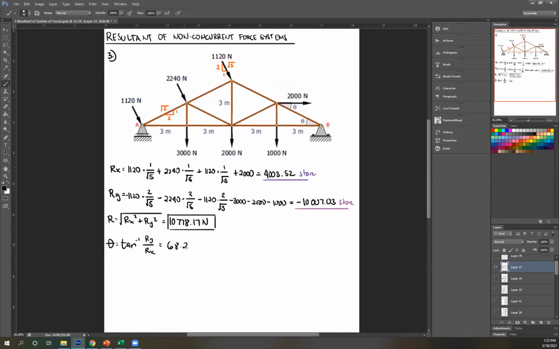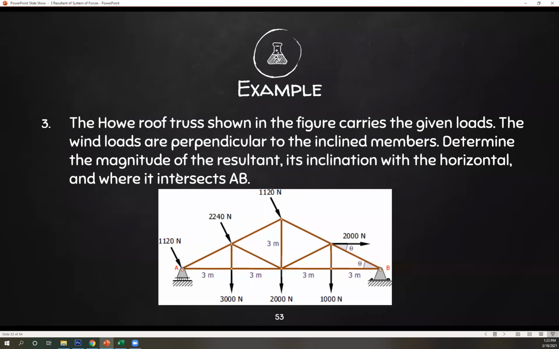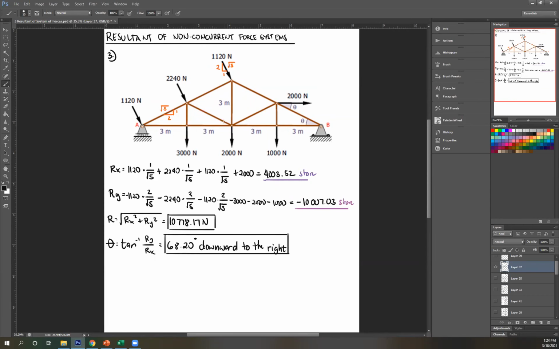State point 2. And then direction, positive, negative, therefore downward to the right. Okay, and then lastly, what's the question? Where it intersects AB. What's AB? This is AB. So where it intersects. So now you're gonna guess the position. So my force is to the right downward. So it's gonna be this way, right? I'm gonna guess this is where my resultant is.